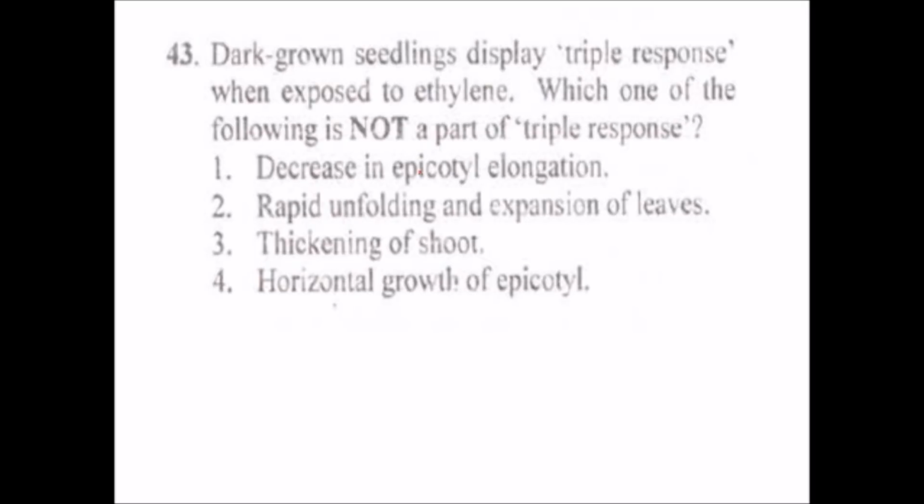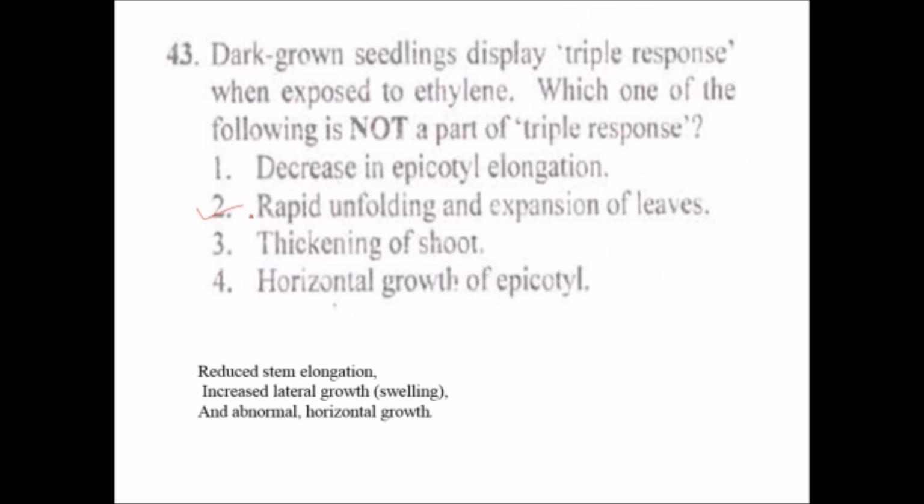Next question is, dark grown seedlings display triple response when exposed to ethylene. Which one of the following is not a part of triple response? Actually, the triple response includes reduced stem elongation, increased lateral growth or swelling, and abnormal horizontal growth. So, as per this, the rapid unfolding and expansion of leaf is not the triple response.